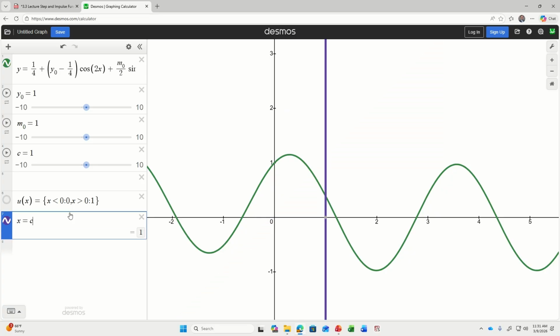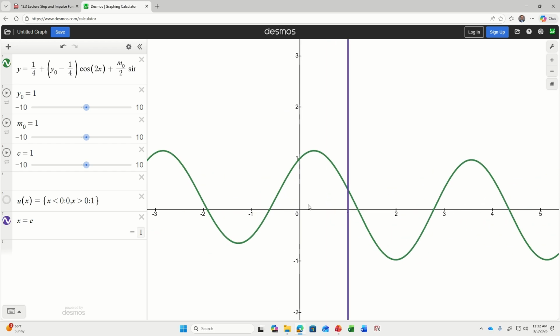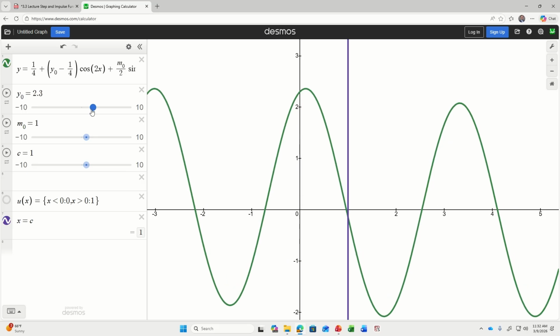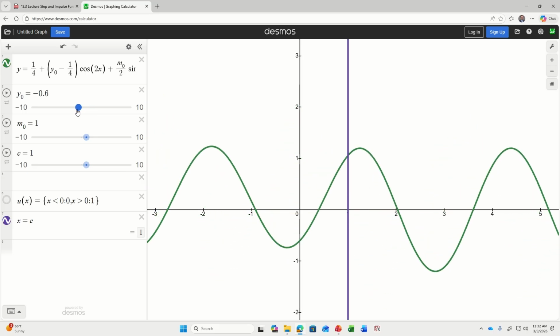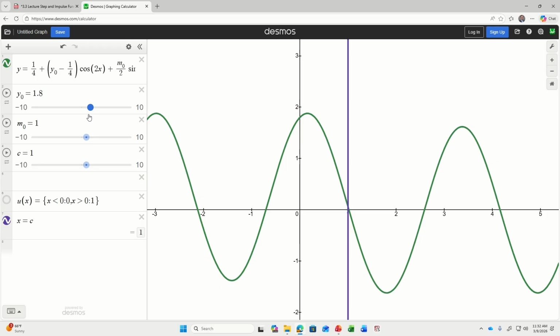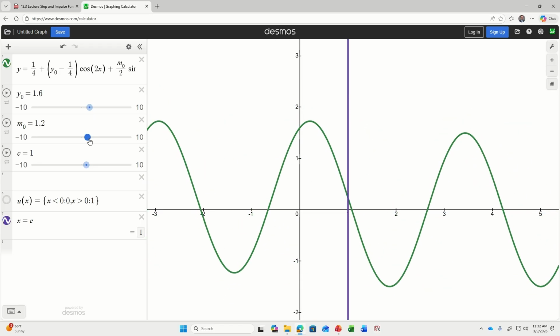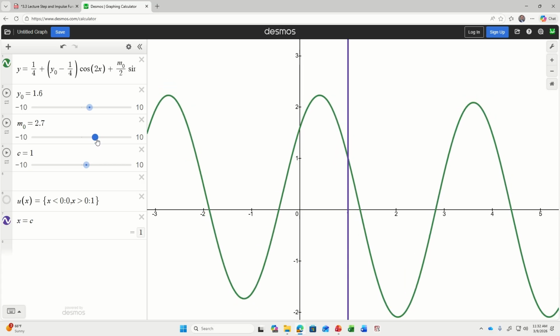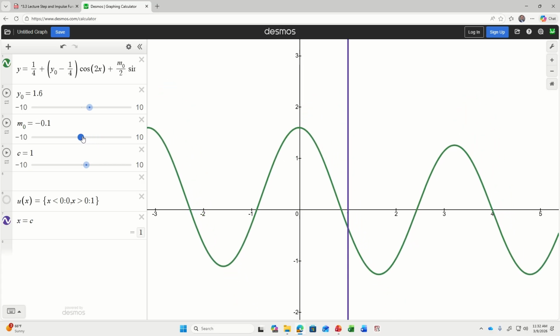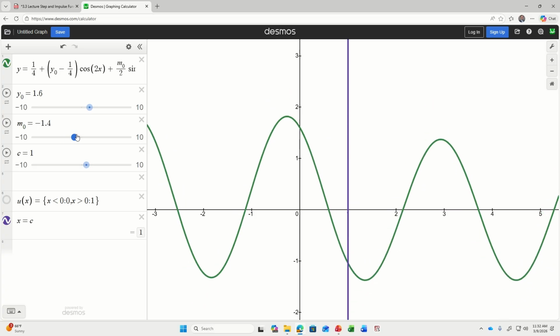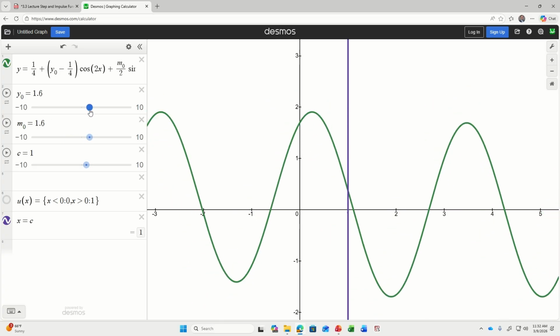So if I set x equals c, this point is now the place where my input changes, my forcing function changes. And that means we can change the initial value, where the green curve crosses through the y-axis. Change my y-intercept. We can change the initial slope to be steeper or 0 or negative, right? So the y0 and the m0 work properly.